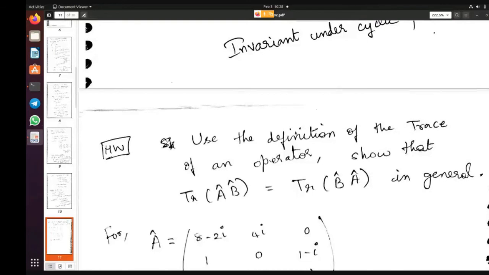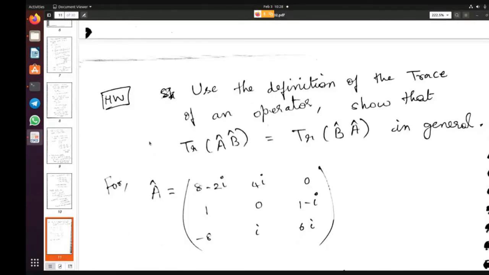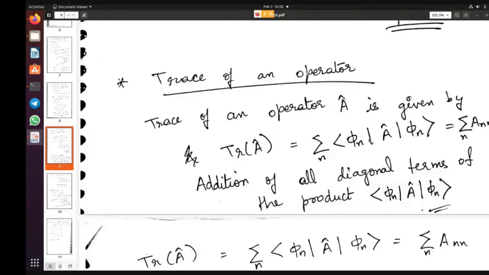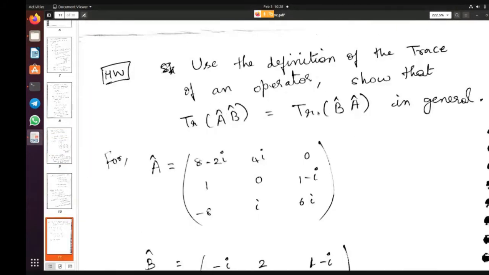All right. So this is your homework, the first homework. Use the definition of the trace of an operator and show that trace of AB is equal to trace of BA in general. You know how the trace of an operator is written. Using that definition, you need to show that trace of AB is equal to trace of BA. This is your definition of the trace of an operator, and using it you can prove this part.